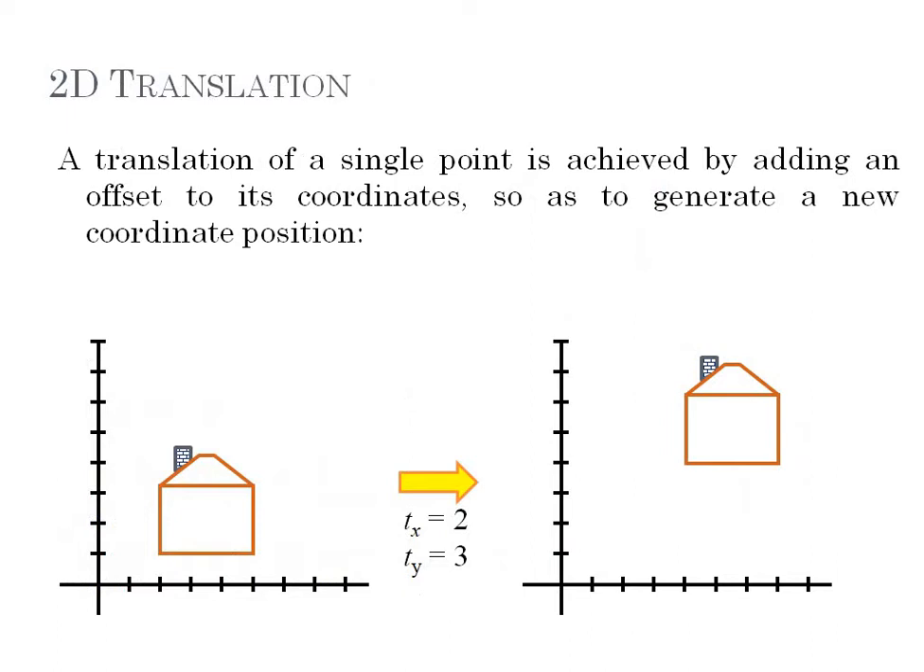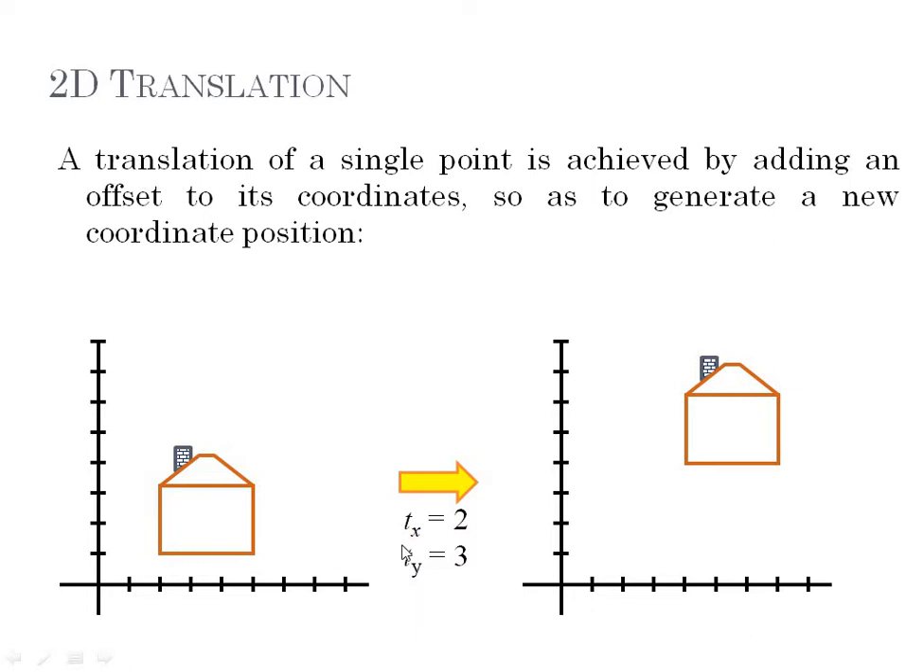Now we will be talking about 2D translation. A translation of a single point is achieved by adding an offset to its coordinates so as to generate a new coordinate position. So this building on the x-axis started at point number 2, and on the y-axis it started at point number 1. If we apply this shift vector or translation parameter, tx will be on the x-axis and ty will be on the y-axis.